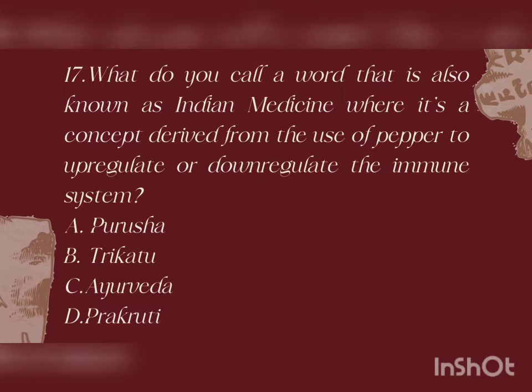Number 17. What do you call a word that is also known as Indian medicine, where it's a concept derived from the use of pepper to upregulate or downregulate the immune system? A. Purusha. B. Trikatu. C. Ayurveda. And D. Prakruti.